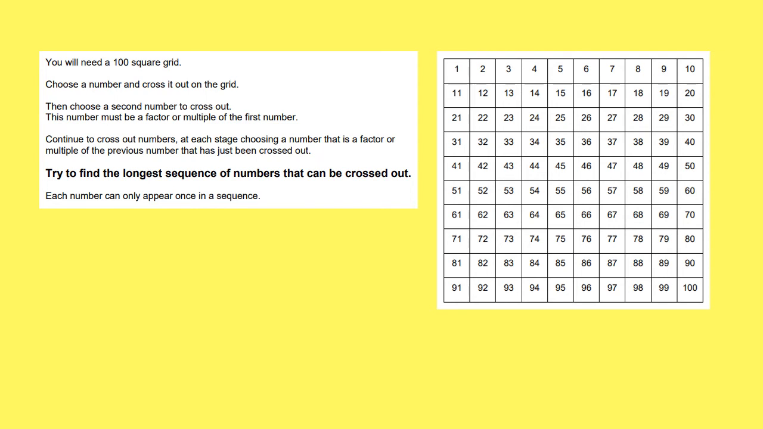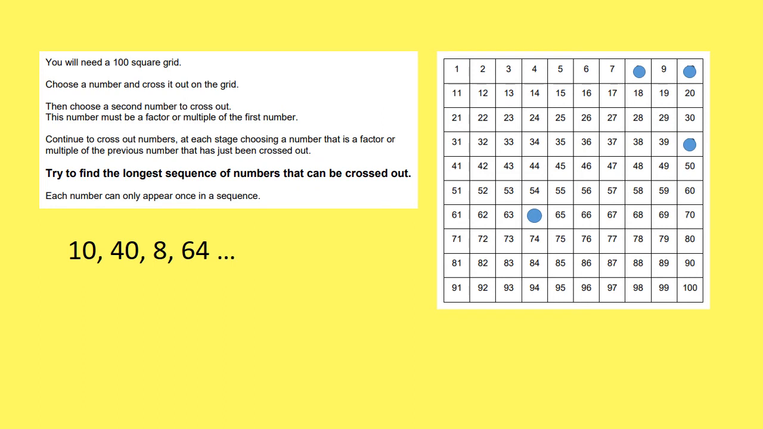So the challenge is to carry on crossing out numbers at each stage, choosing a number that is a factor or multiple of the previous number that has just been crossed out. You need to try and find the longest sequence of numbers, factors and multiples, that can be crossed out on the grid. And each number can only appear once in your sequence.